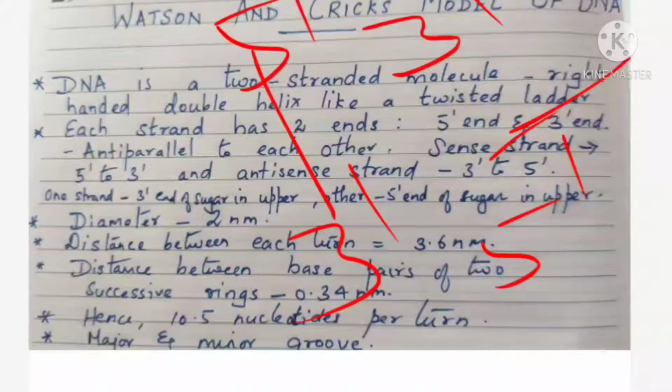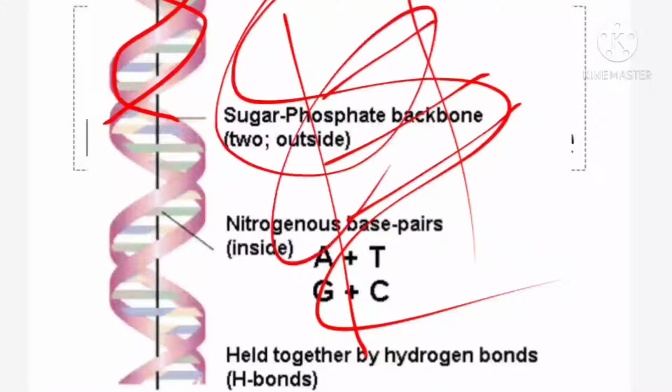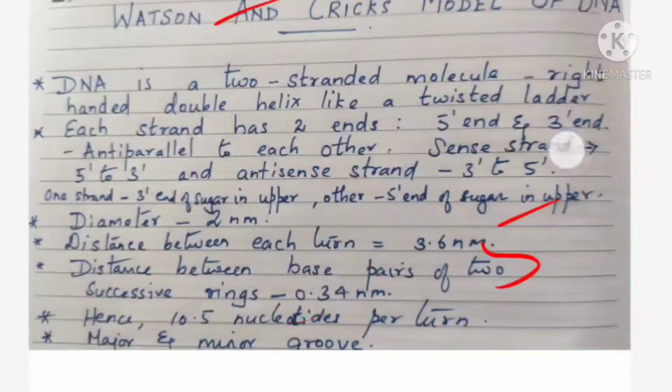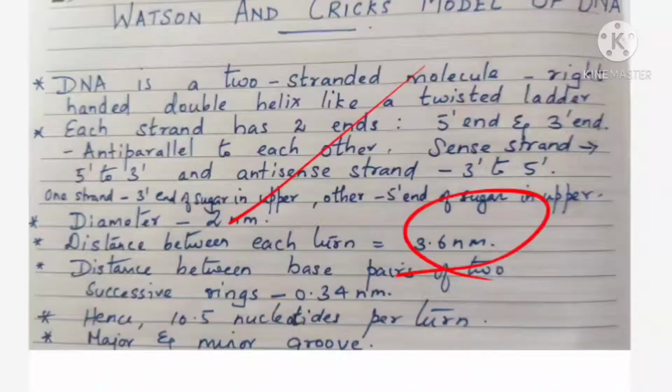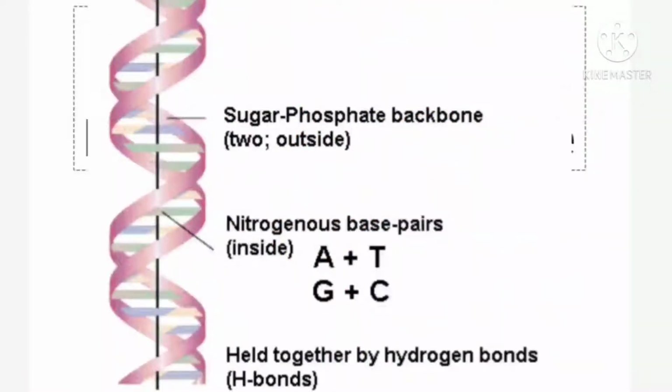When you are looking at the diameter of the DNA, what is the diameter? The diameter of the DNA is 2 nanometer. How much is it? It is 2 nanometer. NM refers to the nanometer. The diameter is just information. It's 2 nanometer. The distance between each turn is 3.6 nanometer. So which is each turn? This is one turn, this is the second turn, this is the third turn, this is the fourth turn, this is the fifth turn.